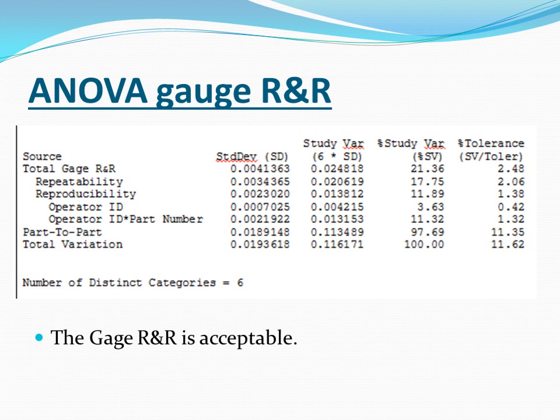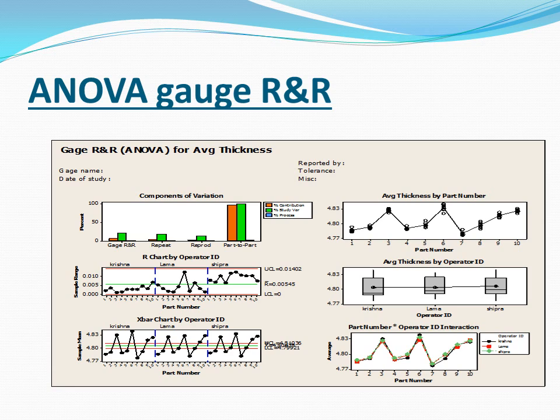Coming to the ANOVA gauge R&R, we have a percentage contribution of 4.56 in total gauge R&R, so it is far less, which is really good. The percentage tolerance is 2.48, and we can clearly tell that it's far less than 10. The part variation is 97.69 percent in percentage study variation, which is a good indicator as it is far higher. In the previous slide, part to part contribution is greater than 92, which is a good indicator. The percentage tolerance is 11.35, which is also good. The number of distinct categories is 6, which is greater than 5, so the gauge is acceptable.